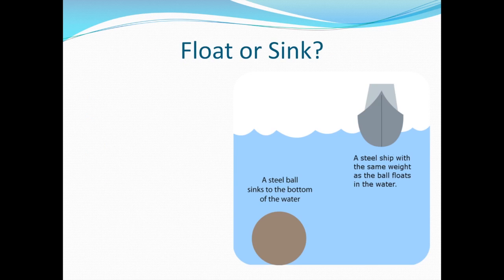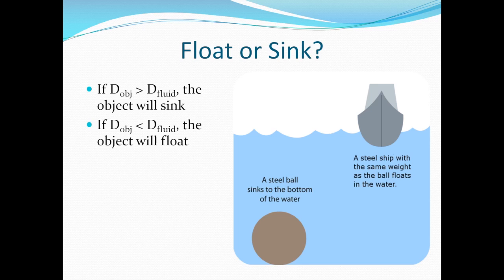Let's go back to our float or sink question. Why do some objects float while others sink? We answered density, but what is it about density that makes an object float or sink? If we have an object whose density is greater than the density of the fluid, the object will sink. But if the object has a density that's less than the density of the fluid, then the object will float.